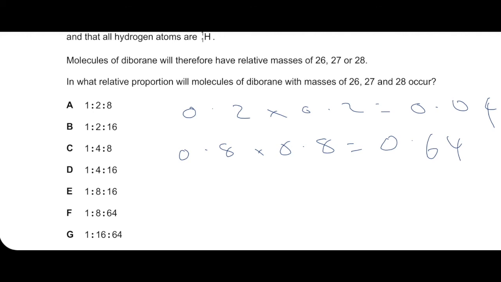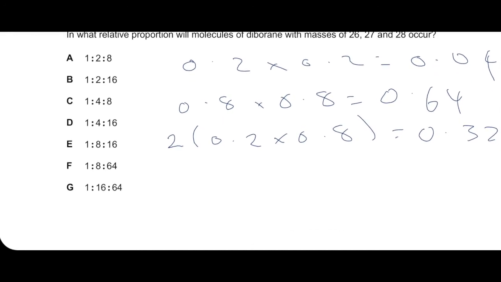Now this is where they try and catch you out, because you could have two possibilities. You could either have boron-10 attach at site number 1 and boron-11 attach at site number 2, or you could have the inverse where boron-11 attaches at site number 1 and boron-10 attaches at site number 2. So you're going to have 2 times (0.2 times 0.8), which is equal to 0.32.